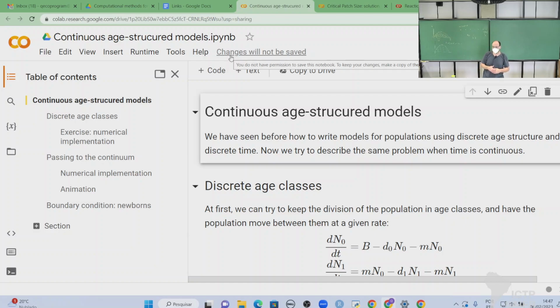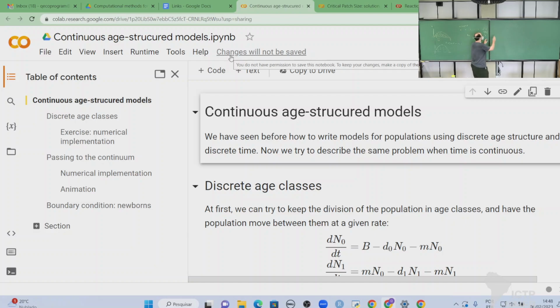Now I want to do something similar to that, but I don't want the time to be discrete. I want the time to be continuous. So I want to work with ordinary differential equations, not with recurrence equations. How would we try to do that? Starting again with individuals of newborns, first year, second year, and so on.